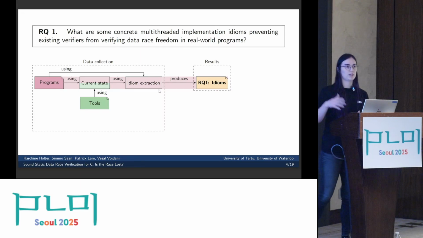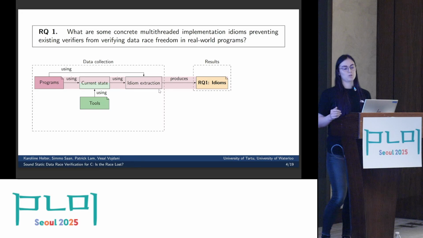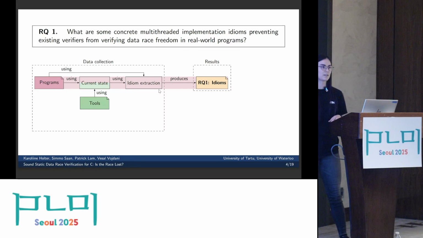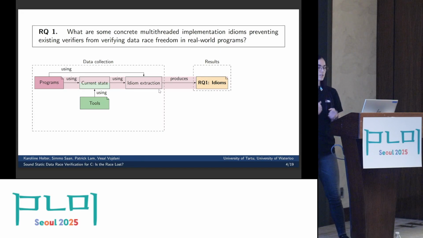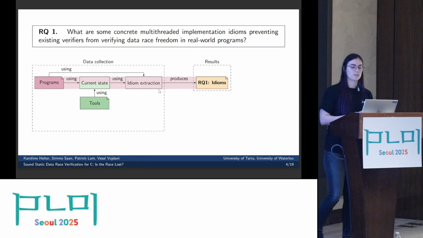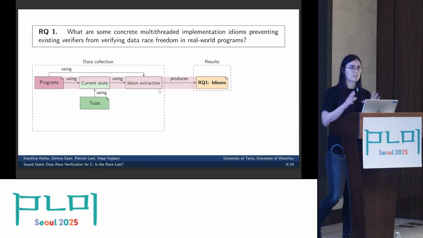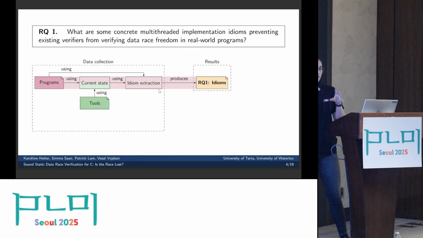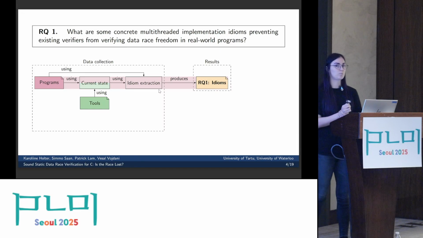For this, we needed real-world programs and verification tools, and we ran the tools on the programs and extracted the parts where these tools failed. There are other works in the literature that run dynamic tools on real-world C programs and Java programs, and data race bugs have been extracted from the Go language, but as far as we know, those idioms that are correct have not been extracted yet.